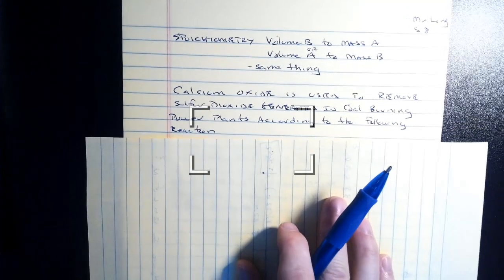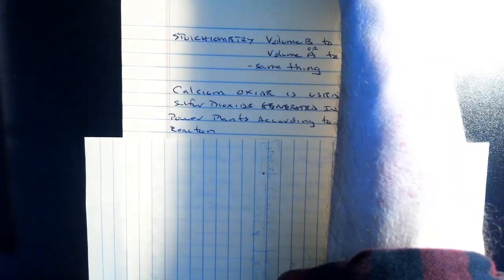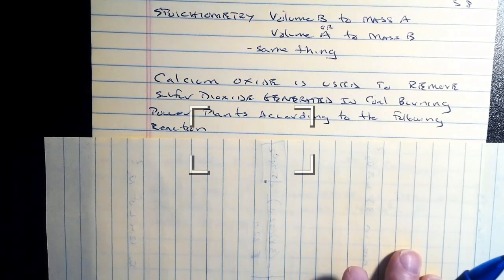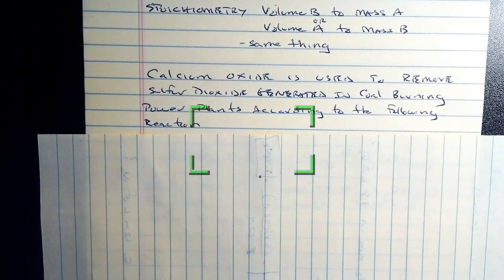Okay, so here's our problem. Let's go ahead and get this up a little bit. And our problem is this. Calcium oxide is used to remove sulfur dioxide generated in coal-burning power plants according to the following reaction. And you guys can pause. You'll need to pause for a little bit and get caught up on these notes here.